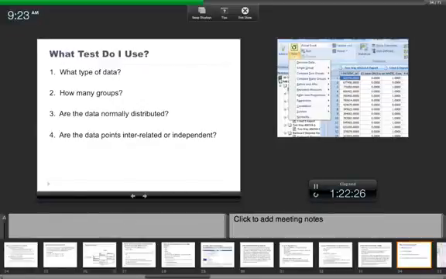Okay, let's get started again. What tests do I use? That's the most often question that we face when we have a set of data. First, we need to know what type of data is being presented. How many groups are there? Are the data normally distributed? And are the data points interrelated or independent?